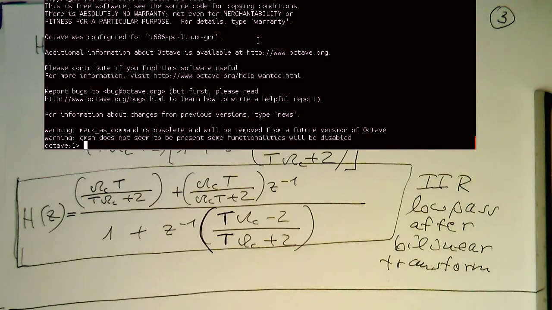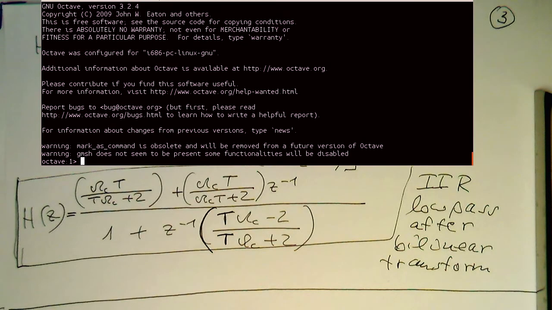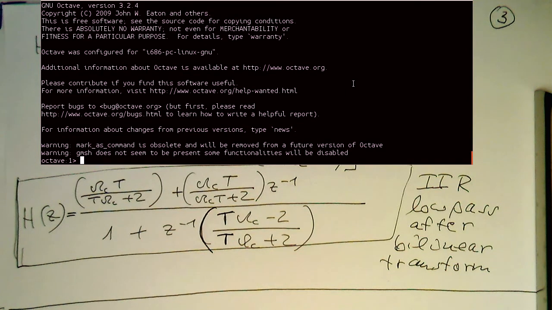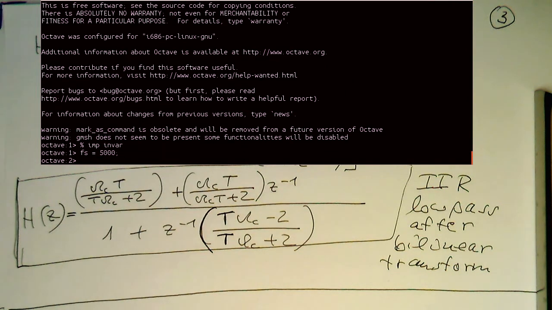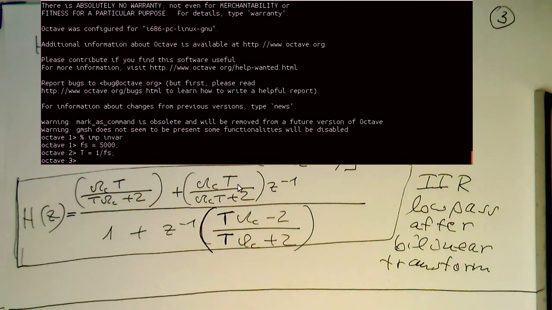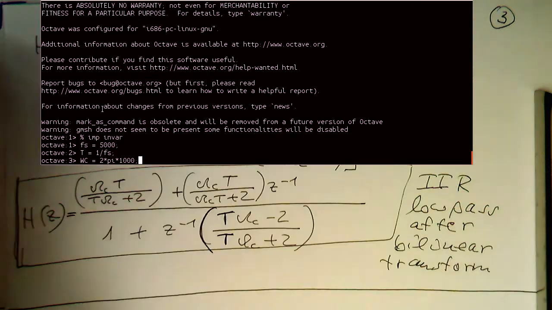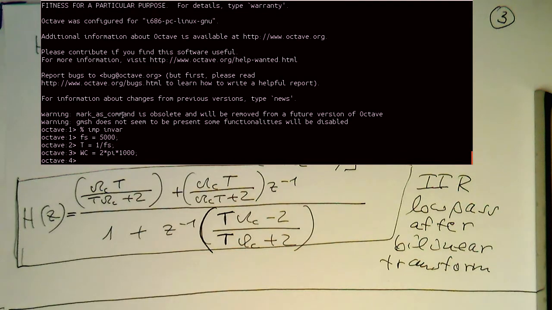So now let's have a look how this works in Octave. We've got our sampling rate of 5 kHz, and for this we need our sampling interval for the bilinear transform. That's our T. So our omega C, so that's this one here. So 1 kHz is established. And so then what we just need is to create our coefficients.